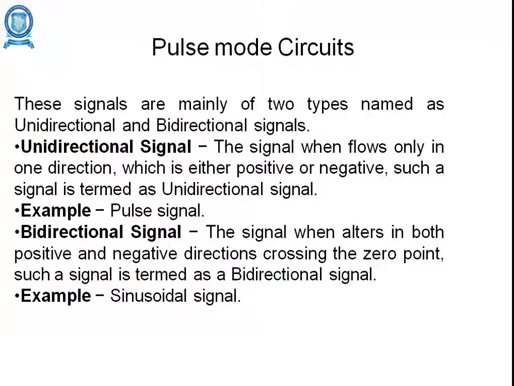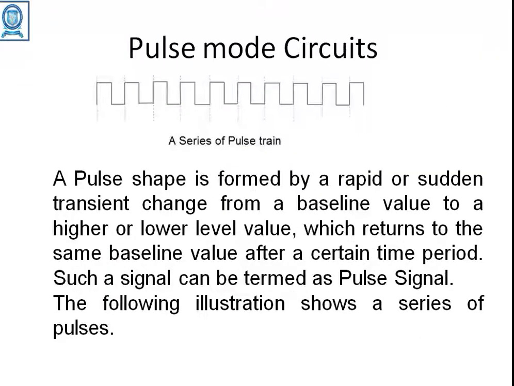In the pulse mode circuit, the signals are mainly of two types, named unidirectional and bidirectional signals. A unidirectional signal is one that flows in only one direction, either positive or negative. Such a signal is termed a unidirectional signal. An example is a pulse signal. A bidirectional signal alters between the positive and negative directions, crossing the zero point. Such a signal is termed a bidirectional signal. An example is a sinusoidal signal.